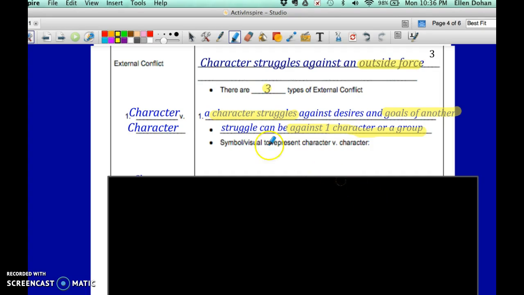Again, same thing. Once you've got this information down, pause and generate a symbol or a visual that helps you represent character versus character conflict.